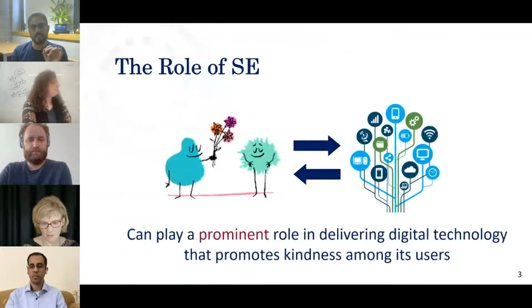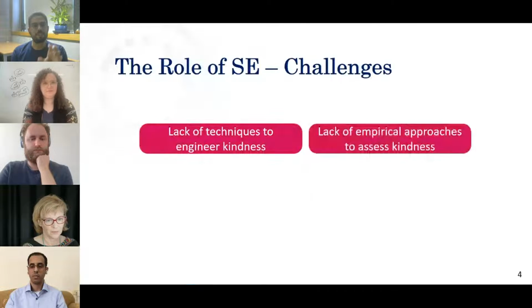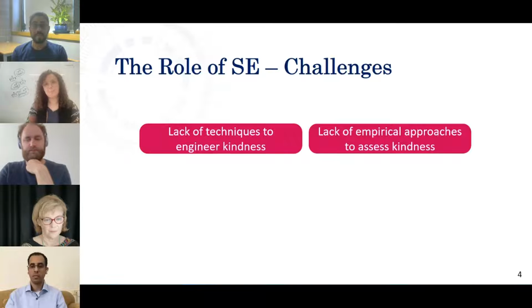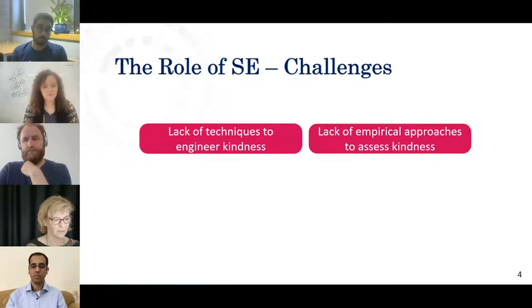But the main issue here is that software engineering techniques do not explicitly consider these dimensions because their current focus is on delivering digital and physical behaviors of software. And this raises two key challenges. The first is the lack of techniques to engineer kindness. Currently, there exist no formalisms nor tools that can support the explicit representation and analysis of kindness concerns in software.